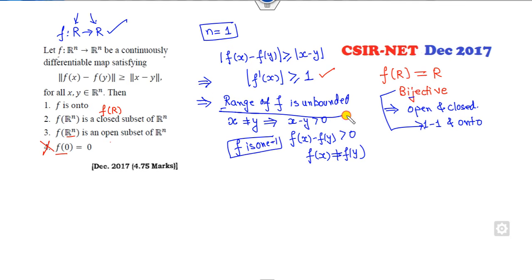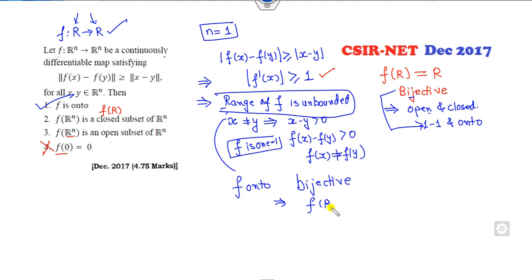If it is one-one, it is also onto. So what does it mean? It is bijective. Once it's bijective, it's onto as well, and it implies f of R is R. So what does it mean? It maps open sets to open sets and closed sets to closed subsets. So A, B, C are the right answers.